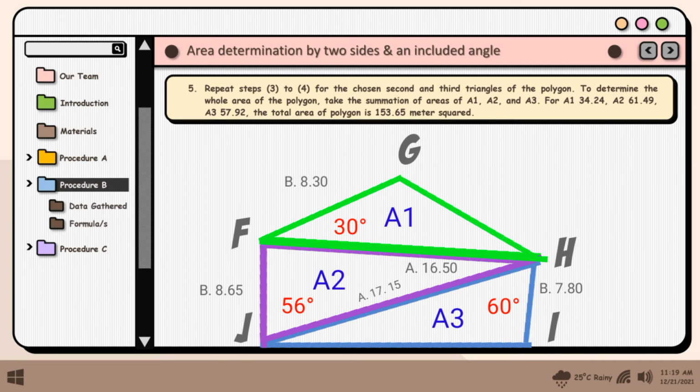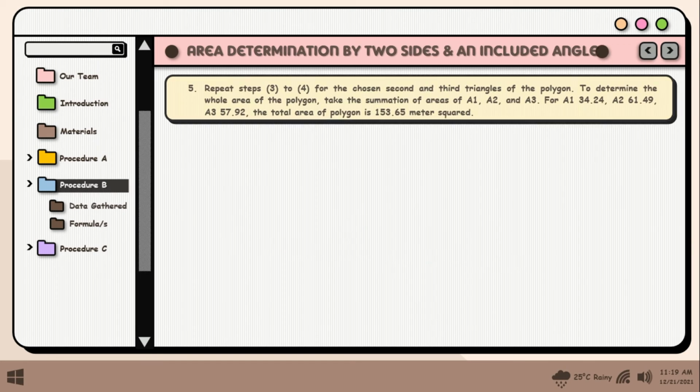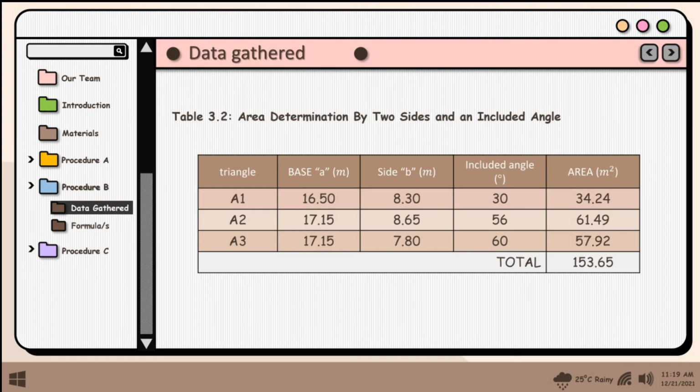Repeat steps 3 to 4 for the chosen second and third triangles of the polygon. To determine the whole area of the polygon, take the summation of areas A1, A2, and A3. Area determination by two sides and an included angle. For A1, 34.24, A2, 61.49, A3, 57.92, and the total area of the polygon is 153.65 meters squared.